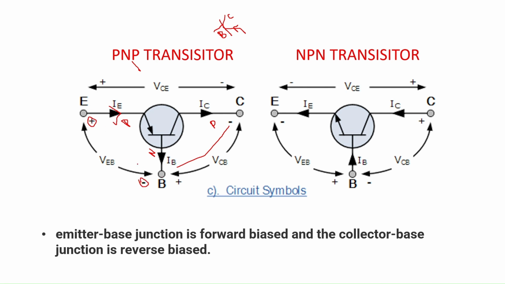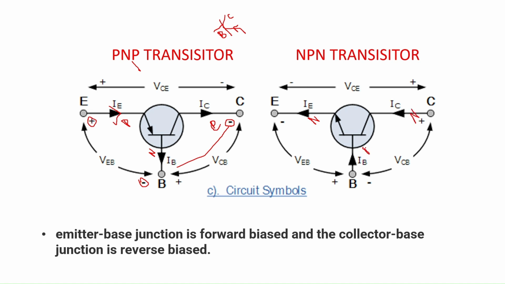This emitter is of P type, so the positive terminal is connected to the emitter and the negative is connected to the base. The collector is of P type. Since collector base junction is to be reverse biased, the negative terminal is connected to the P type and the positive terminal is connected to the base. Thus, the emitter base junction is forward biased and the collector base junction is reverse biased. In case of NPN transistor, emitter is N and collector is also N, base is of P type.